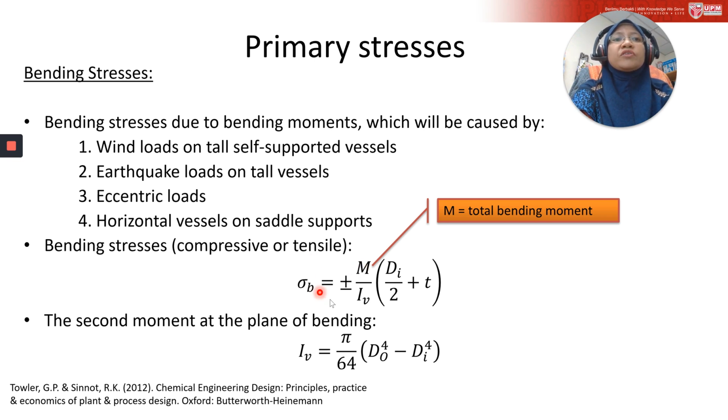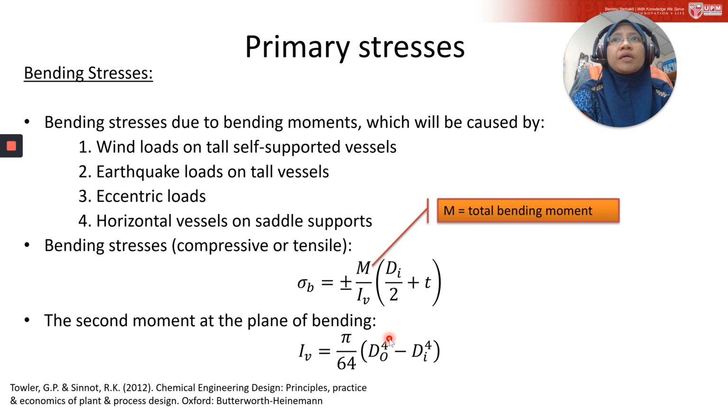This is given by this equation, where M is the total bending moment, while Iv, the second moment of area of the vessel about the plane of bending, is given by this expression.